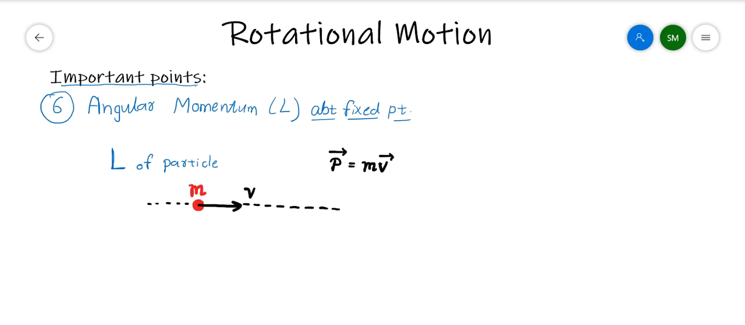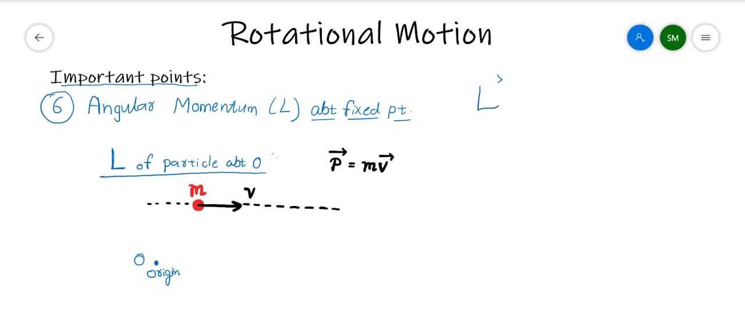As I told you already, for angular momentum we need one fixed point. Let's say here is the origin, that is O. We want to find the angular momentum of the particle about the origin, that is about O. So I gave you the fixed point and the particle.